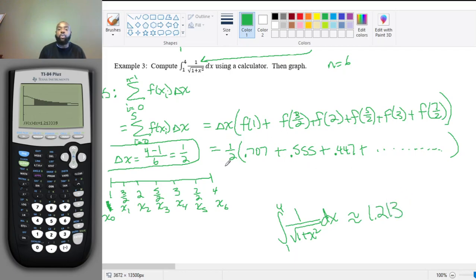Again, for those of you who don't have a graphing calculator, when you do this here, you're not going to get 1.213, right? You're going to get this. You're going to have to find f of 5/2, 3, and 3.5. You do your right-hand sum, do the average of that, and then you can get this 1.213.